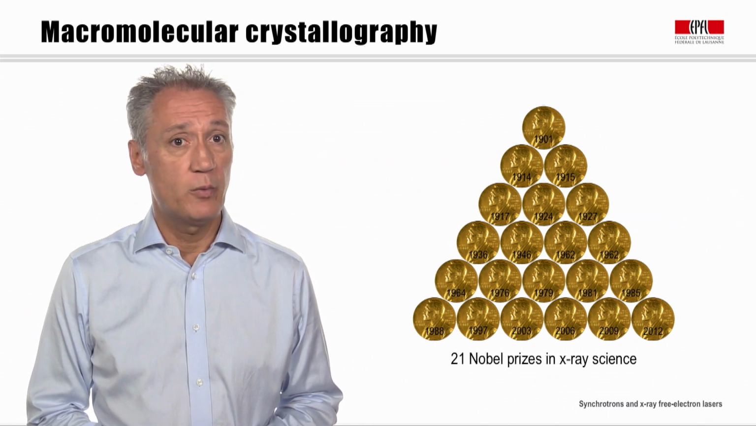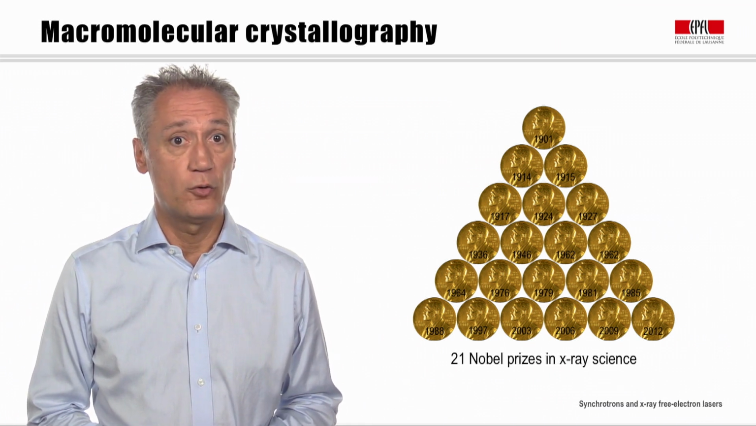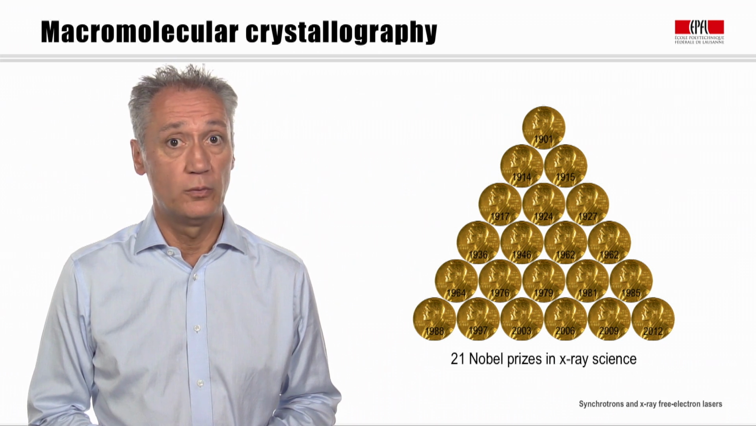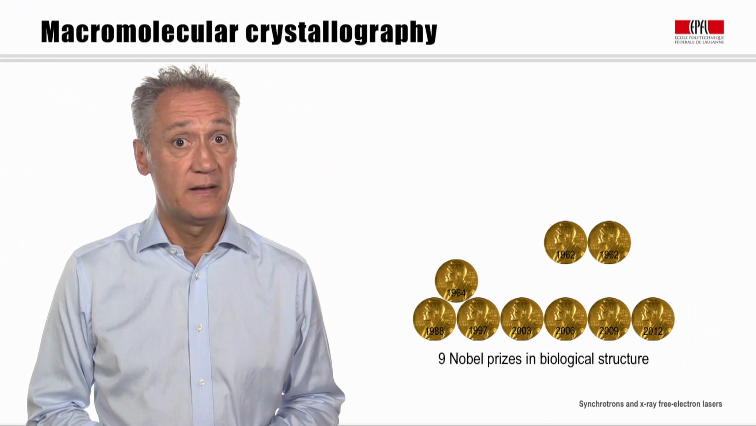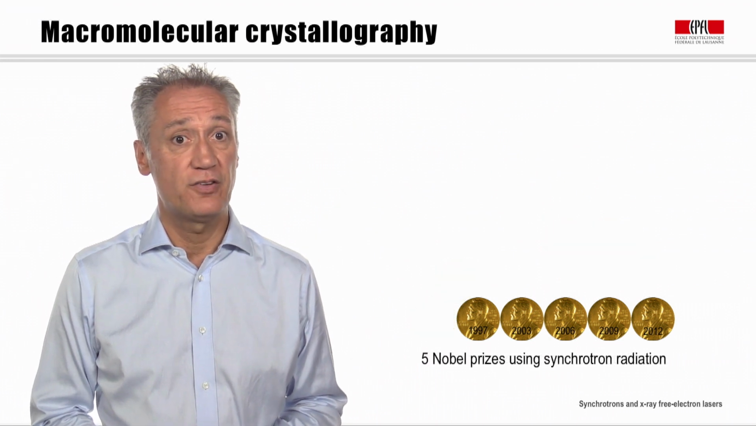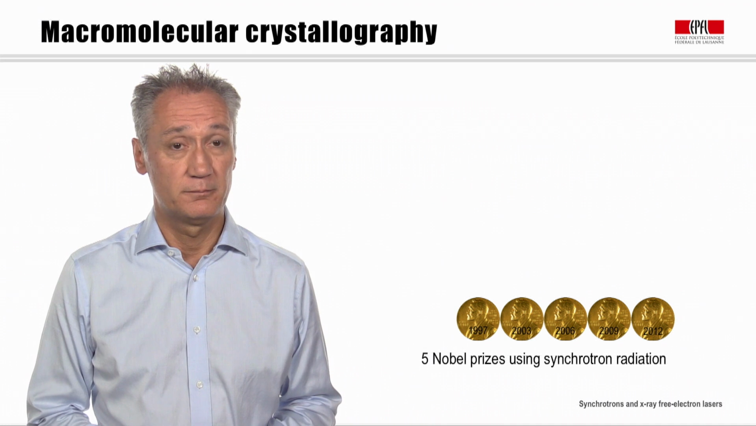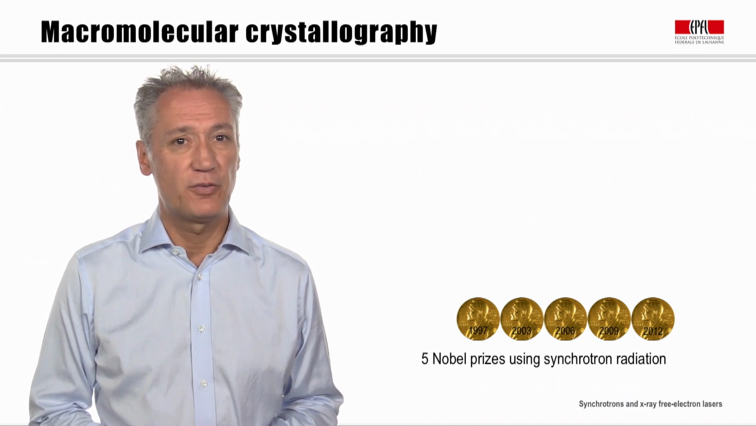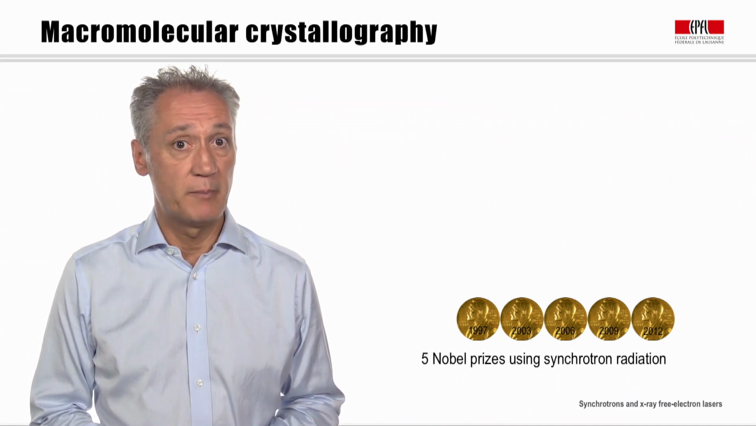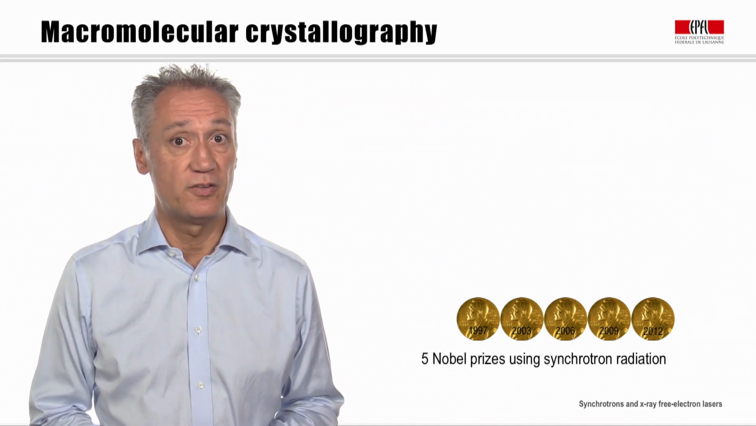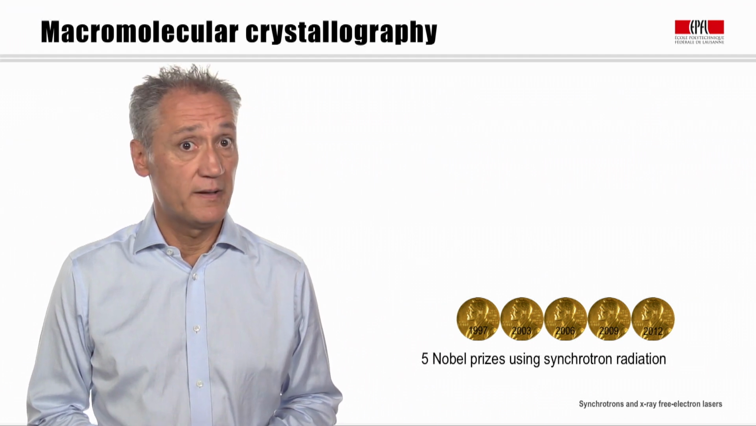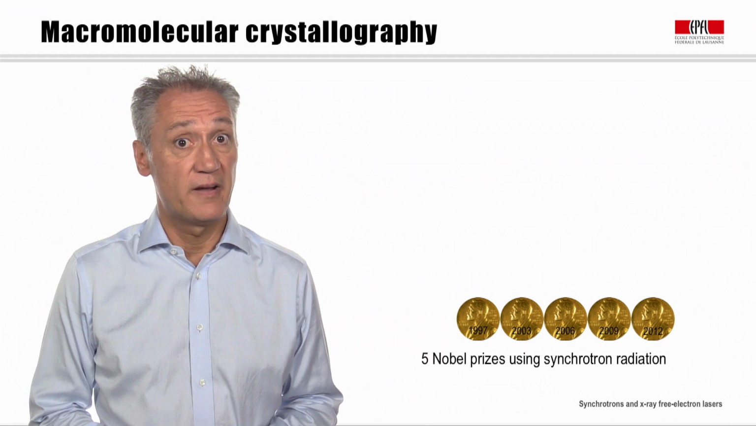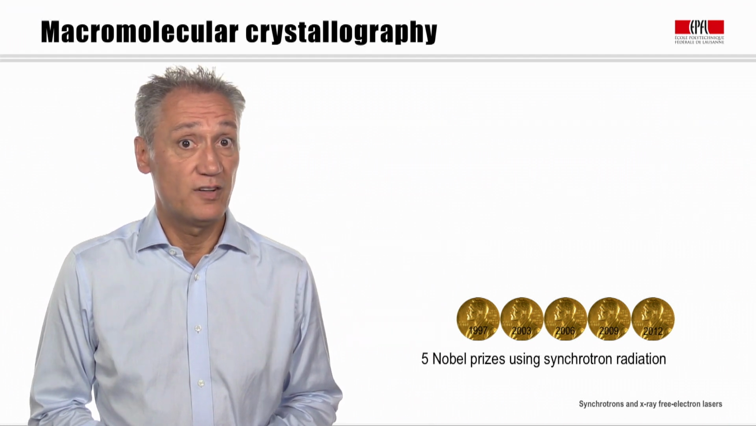Of the 21 Nobel Prizes awarded to studies or inventions involving X-rays as a tool, 9 have been in the field of biomolecular structure, including all 5 prizes which have used synchrotron radiation. No other discipline comes close to the recognition macromolecular crystallography has so rightly earned from the Nobel Committee for its impact on society. It can also be argued that MX is the raison d'être that synchrotrons are funded at all.